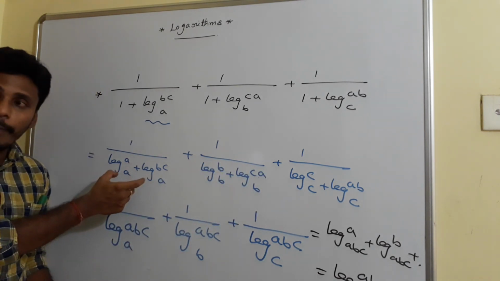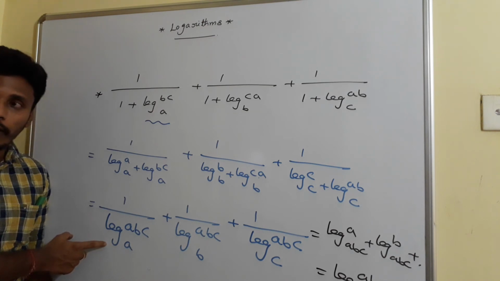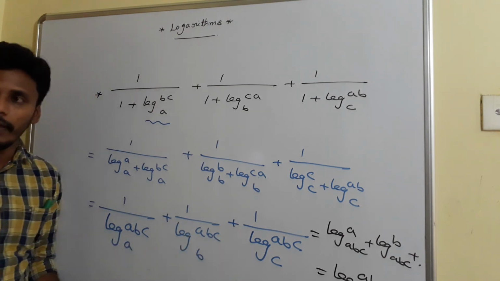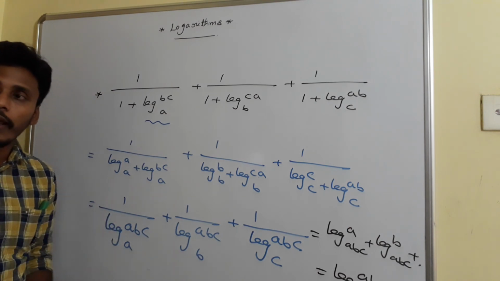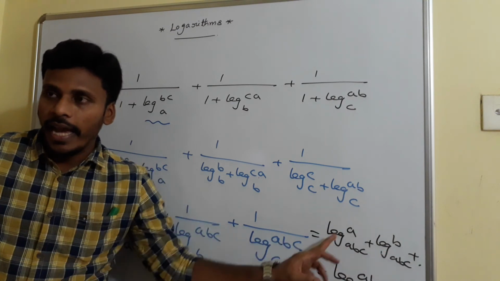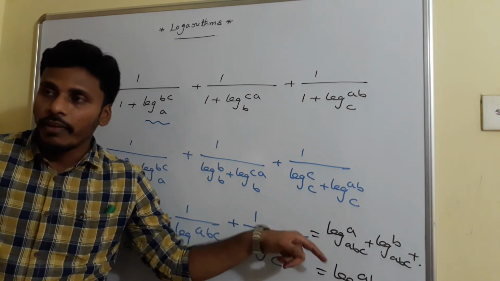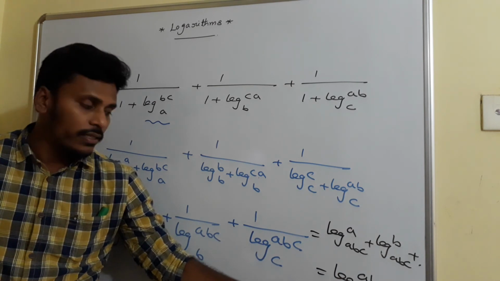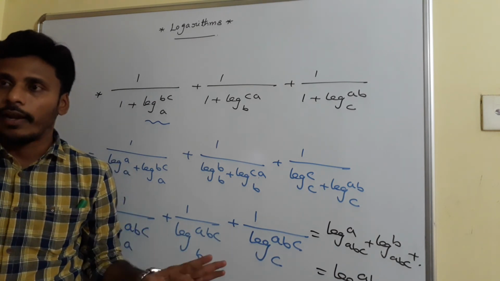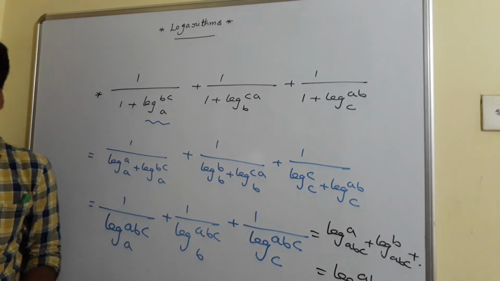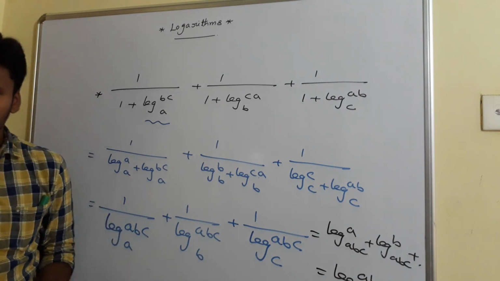Now combine these as a logarithm of product: log ABC base A, log ABC base B, log ABC base C. If you reciprocate, it becomes like log A base ABC, and there log B base ABC. Again you need to add these three logarithms having base ABC with plus sign between them. It becomes like log ABC base ABC, and your final answer is 1. I think it is clear. Just have a look. Let's go with the screenshot.